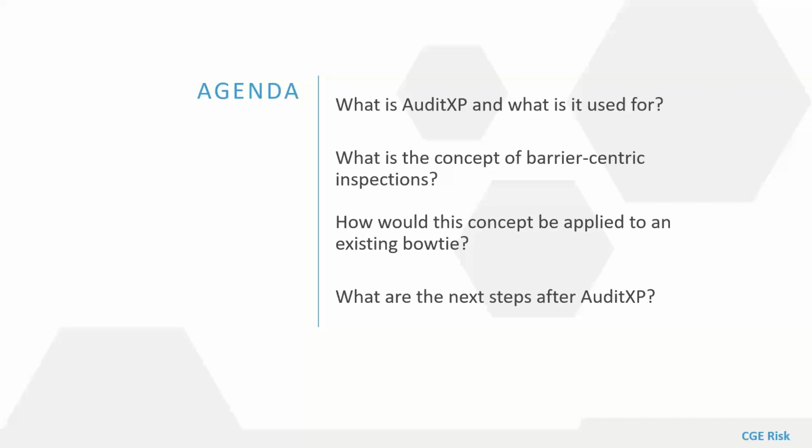Today, I'm going to guide you through 4 different topics. First of all, I'm going to quickly explain to you what AuditXP is and what it is used for. Additionally to that, we're going to take a look into the concept of barrier-centric inspections, followed by how this concept could be applied to an existing bowtie. This is something I'm going to show you in the software directly. Finally, I'm going to talk about what the next steps would be after applying AuditXP. With that being said, let's quickly jump into the second part of the session.